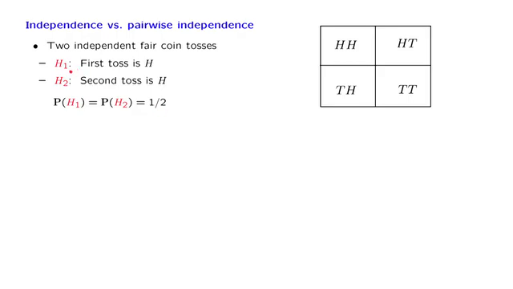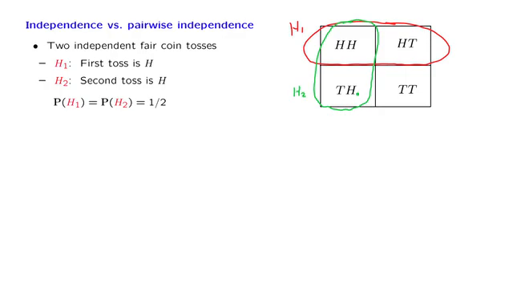Let H1 be the event that the first coin toss resulted in heads, which corresponds to this event in this diagram. Let H2 be the event that the second toss resulted in heads, which is this event in the diagram. The two ways that we can have the second toss being heads.